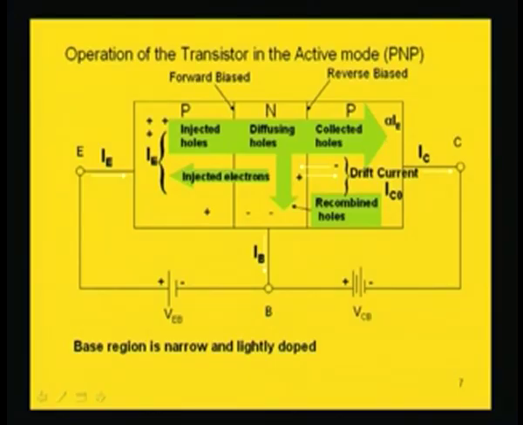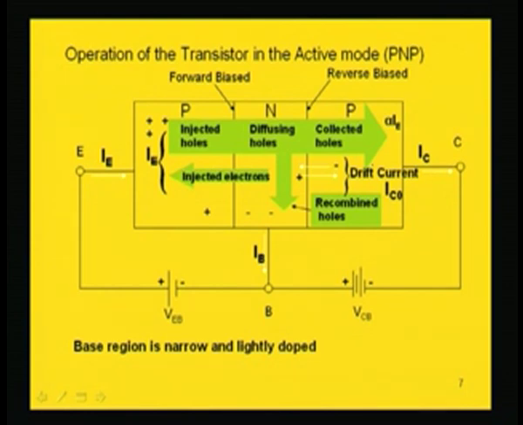So, the rest of the holes will be continuing their travel from base to the collector region, and the collector is reverse biased. This negative terminal of this battery VCB will be attracting these holes. So, they have an easy travel. So, the rest of the portion of the holes after recombination with the electrons in the base region will be reaching the collector. And if we consider now this collector base junction, which is reverse biased, there will be a drift current because of the minority carriers.